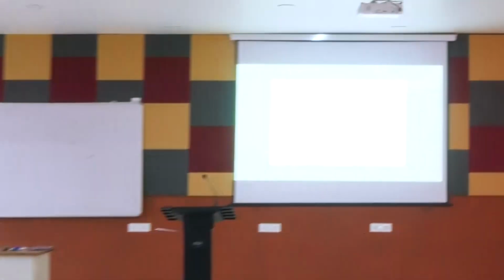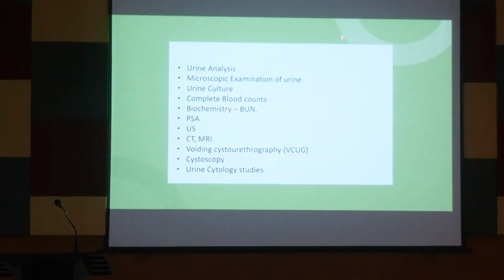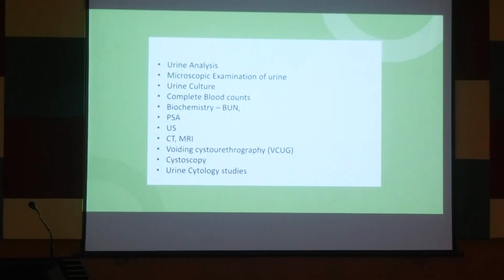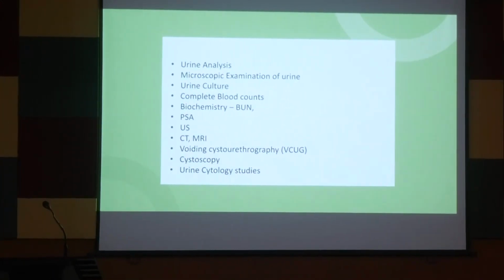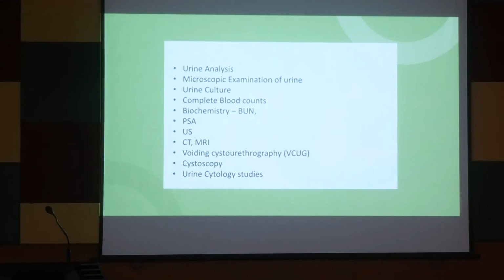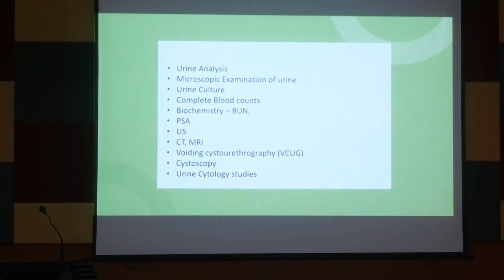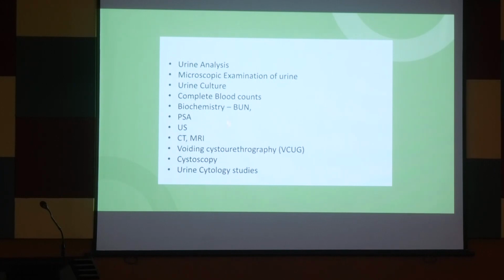So, these are very important for diagnosis of prostatitis: urine analysis, routine examination, urine culture, complete blood counts. It increases total leukocyte count in prostatitis, in acute prostatitis cases 15,000 to 20,000 total leukocyte count, mostly neutrophilic leukocytosis, biochemistry, and this is very important, PSA, prostate ultrasonography, CT, MRI, these are all imaging modalities. It shows the volume of the prostate, the amount of residual volume of urine that the patient will have after micturition, and voiding cystourethrography and cystoscopy finally.